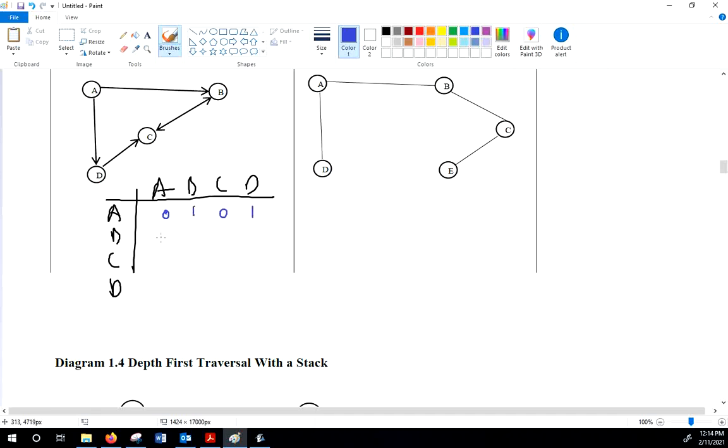From B, where can we go from B? Well, we can go to C, but that's it. We can't go back to A. From C, we can go to nowhere. From D, we can go to C, and that's it.